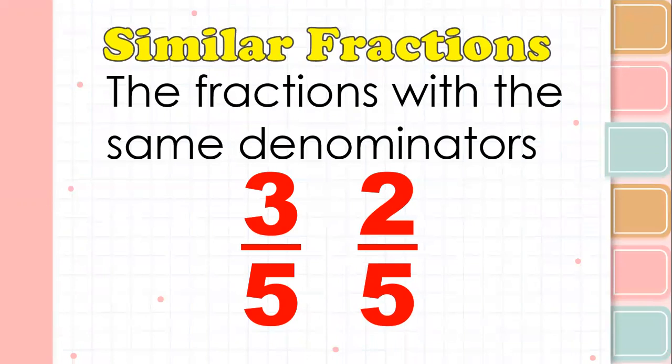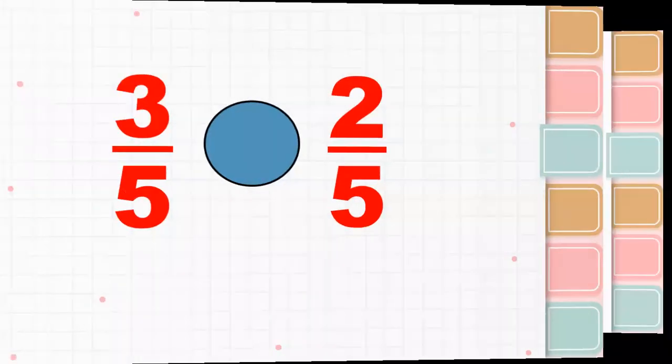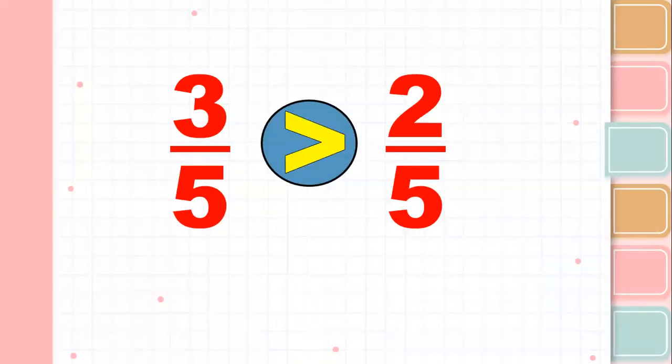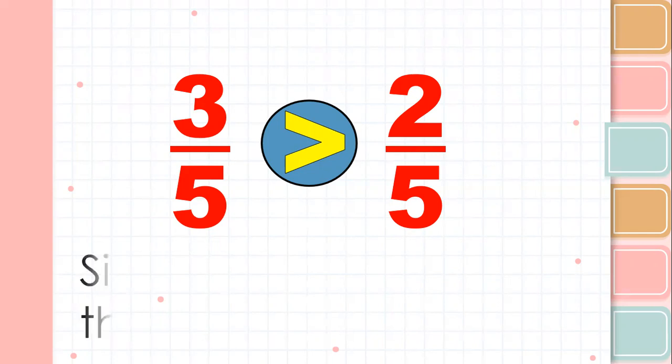Again, similar fractions. These are fractions with the same denominators. When fractions are similar or have the same denominators, the one with the smaller numerator has the smaller value, and the one with the greatest numerator has the bigger value.